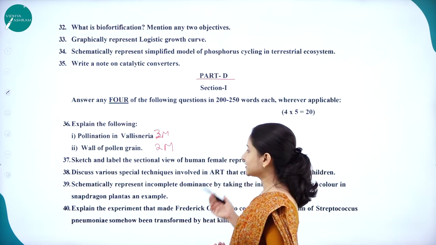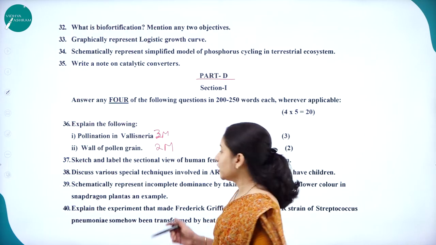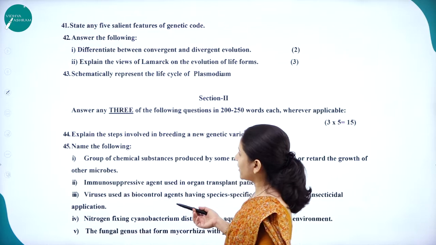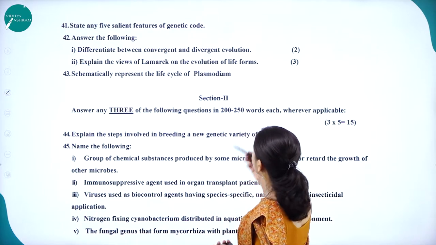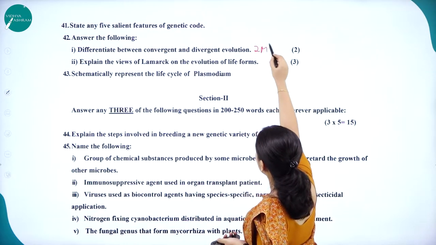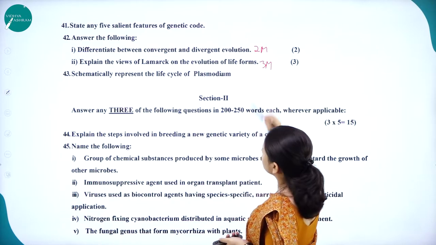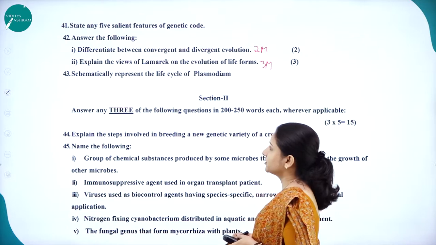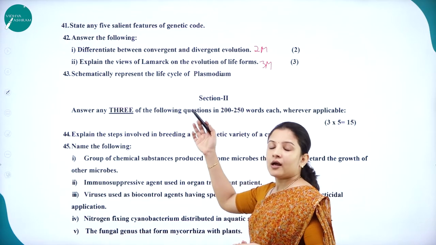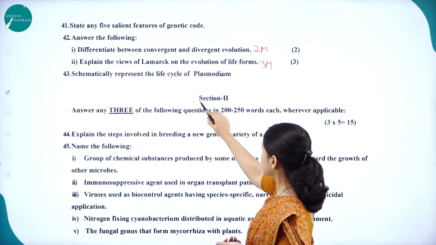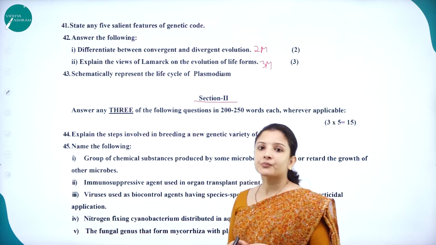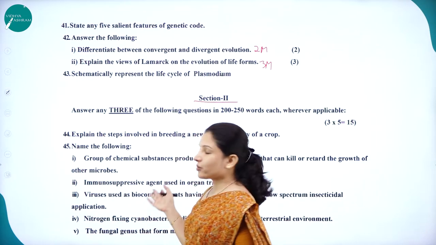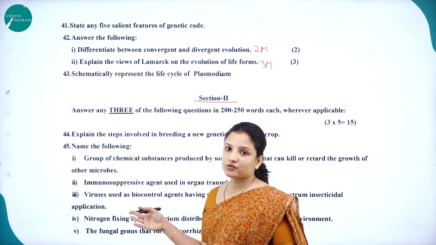So they have asked to sketch and label the sectional view of the human female reproductive system. So they have asked various questions. And if you can see here also, they have asked questions in the form of 2 marks and 3 marks. So they have split it as 2 marks and 3 marks for 5 marks here. So this is about section 1. Next, under part D, under section 2, this is also for 5 marks. Each question carries 5 marks, wherein 6 questions will be given. Out of that, you need to write 3.